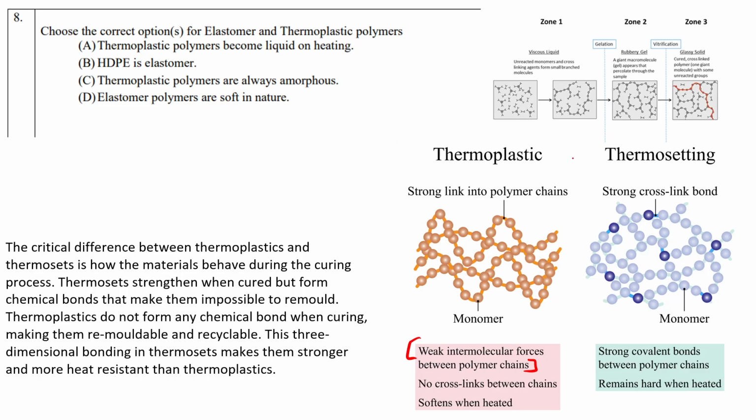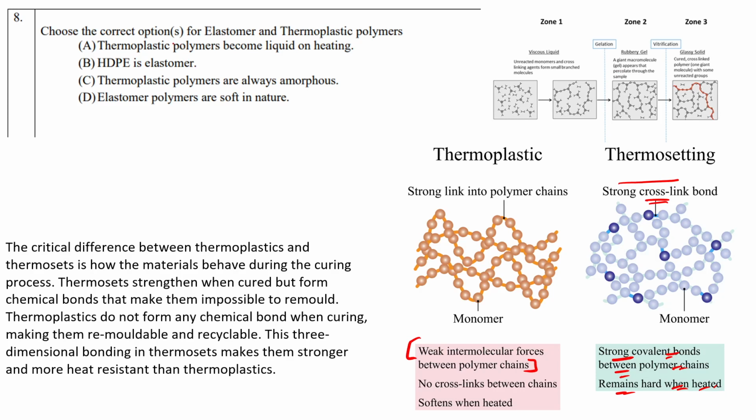When thermosetting is there, between the polymeric chains you are seeing strong cross-linked bonds present, and they are chemical bonds. Not intermolecular, just force of attraction; they are chemical bonds. So strong covalent bonds are present between polymeric chains. That's why the hardening property comes with this, and they remain hard when heated. So that's what a thermosetting polymer is.